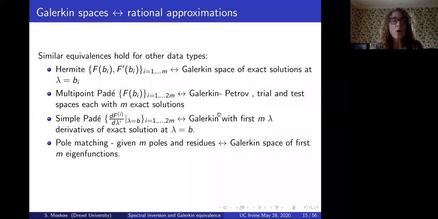You could also do pole matching, that is, given m poles and residues, that would be equivalent to having the Galerkin space of the first m eigenfunctions. So there's this nice relationship between what's happening with the transfer function in terms of an approximation versus the equivalence of a Galerkin or Galerkin-Petrov method. And you could do any combination of the above.